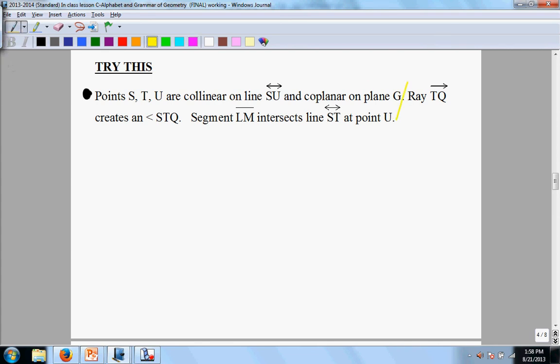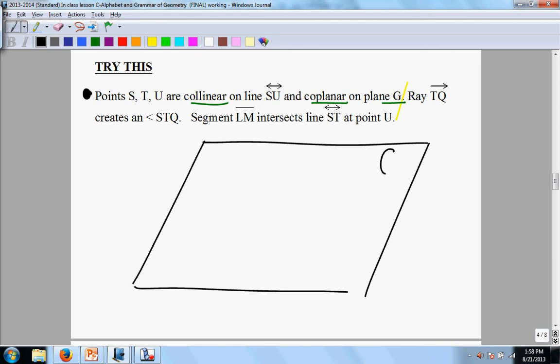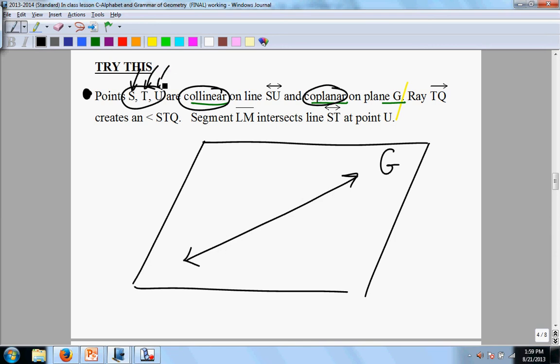For example, points STU are collinear and coplanar on plane G. So I have a plane G. And I have 3 points that are on the plane and on the same line. So another tactic is to pull out key words. So I have a line, I'm on the plane, and my points are S, T, and U. Make sense?